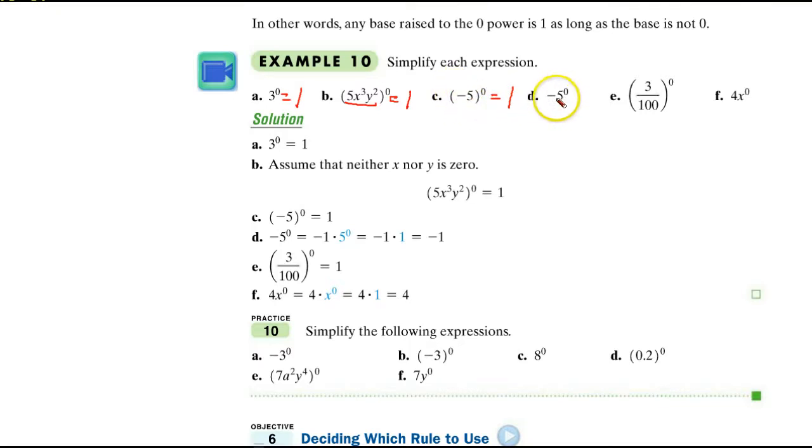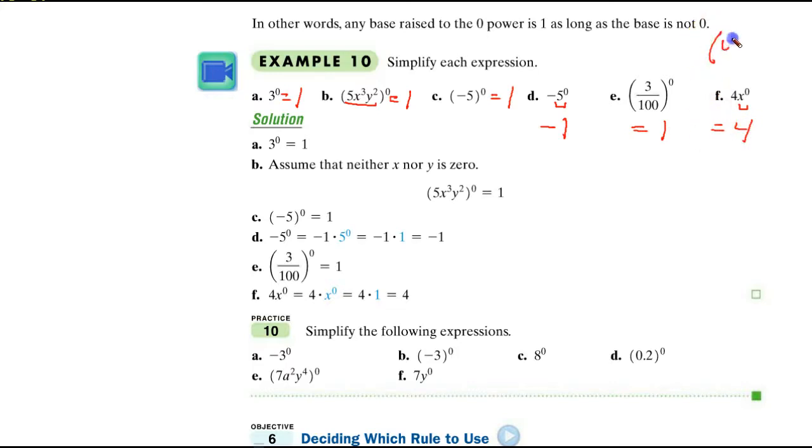What is our base here? Only the 5. So 5 to the 0 is 1. Then we apply the negative sign. Now any fraction to the 0 power is 1. Now what is our base here? X. That's the only thing that's to the 0 power. So our x here is 1. 1 times 4, though, gives us a 4.